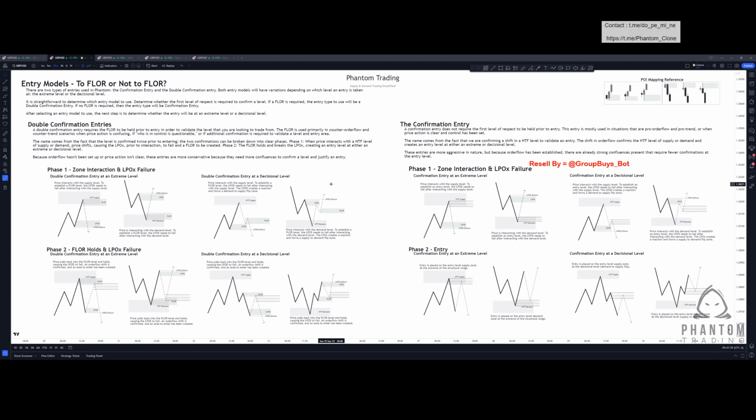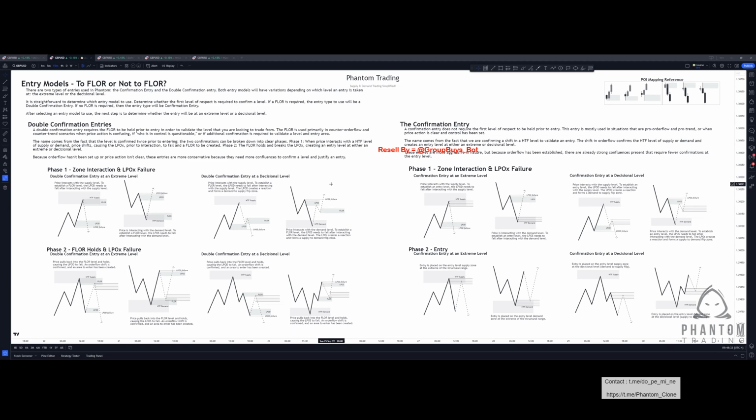The floor is used primarily in counter order flow and counter trend scenarios, when price action is confusing, if who is in control is questionable, or if additional confirmation is required to validate the level or the area. So in simple points, if you're not 100% sure about the level that you're trading from, it is always best to use the first level of respect, or a double confirmation entry. The name comes from the fact that the level is confirmed twice prior to entering.